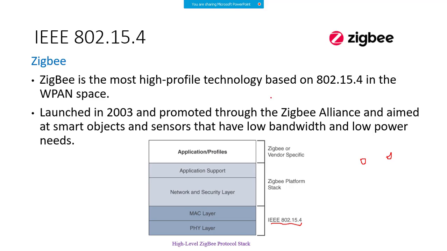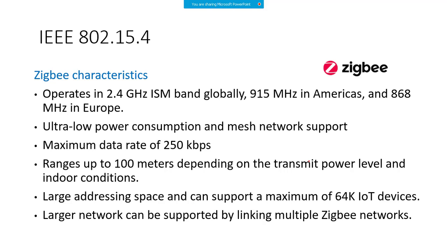So Zigbee is the most high profile technology based on 802.15.4 in the WPAN space. It launched in 2003 and was promoted through the Zigbee Alliance, aimed at smart objects and sensors that have low bandwidth, very important, low bandwidth and low power needs. So this is the Zigbee protocol stack that you should understand. The lower layer I already said, there is a Zigbee platform stack, and above that you have a Zigbee or a vendor specific profile.